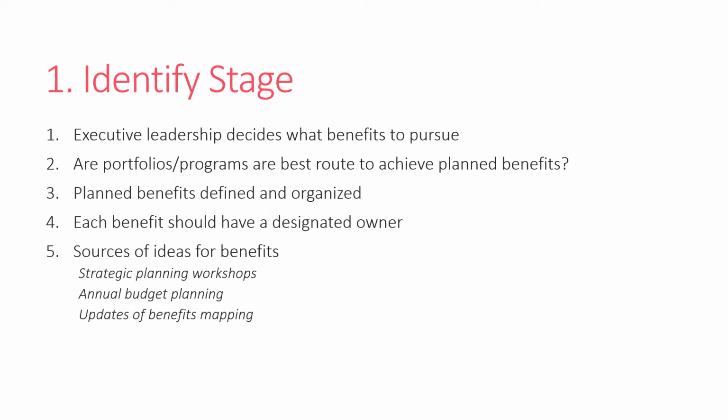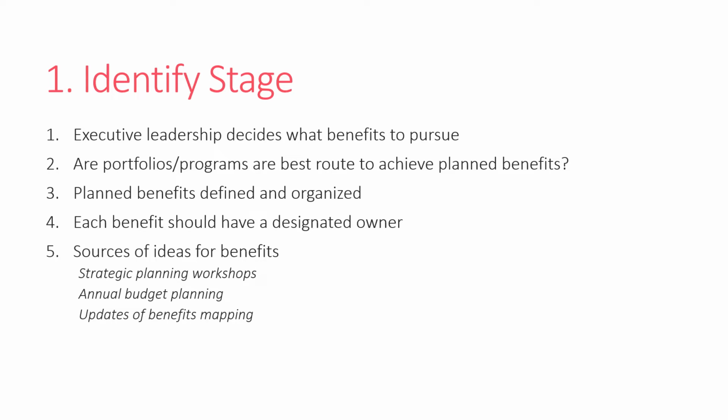So let's look at all the three stages. We will see it one by one. Let's start with the identify stage. Executive leadership decides what benefits to pursue. Right, there may be a number of benefits available. Looking at the competitive advantage and landscape, market conditions and political conditions, you can define what benefits you want to pursue. What is the best way to achieve these planned benefits?